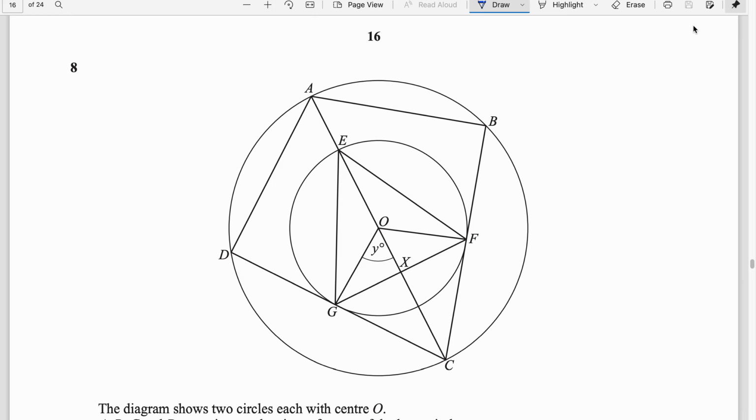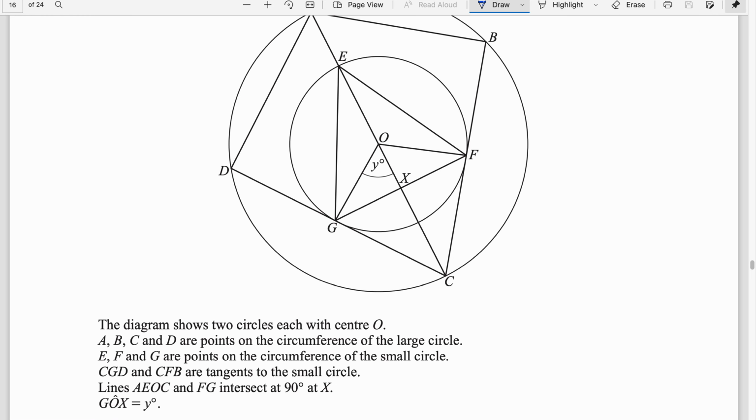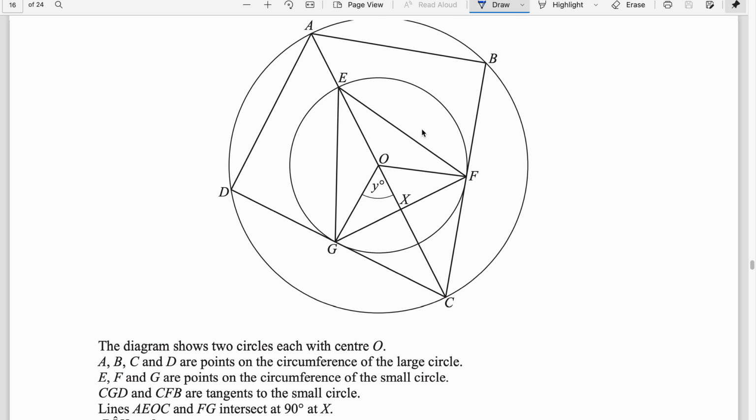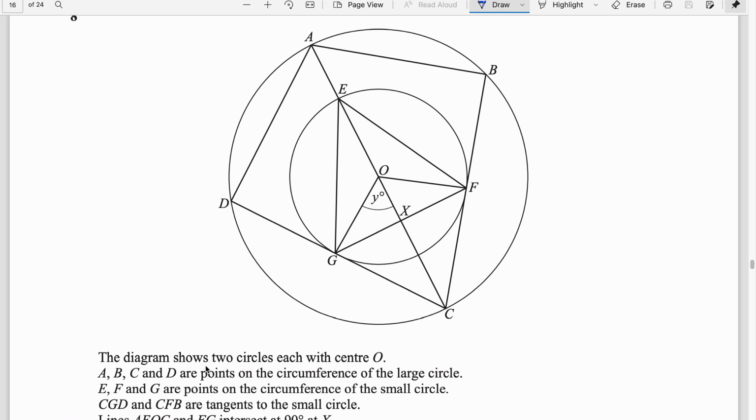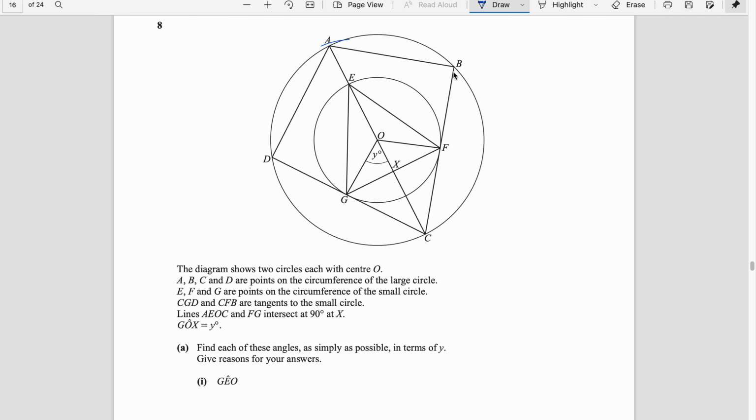Question number 8. The diagram shows two circles, each with center O. First circle and second circle. A, B, C, D are points on the circumference of the larger circle. E, F, G are points on the circumference of the smaller circle. C, G, D and C, F, B are tangents to the smaller circle. So having said that these are tangents, we might need it at a later stage, but we know that tangent and radius are always perpendicular to each other.